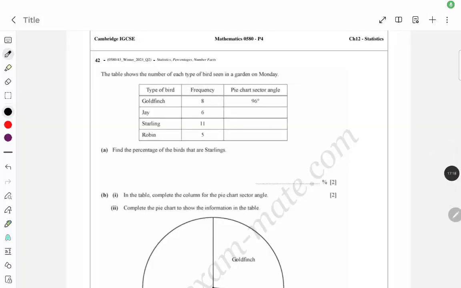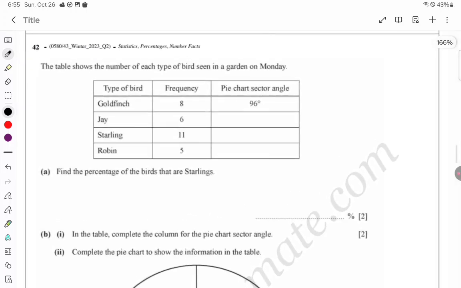So in question 42, the table shows the number of each type of bird in the garden. On Monday, goldfinch 8. On the pie chart, the sector angle is 96 degrees. Now, by which factor do we multiply to calculate all the birds' angles?